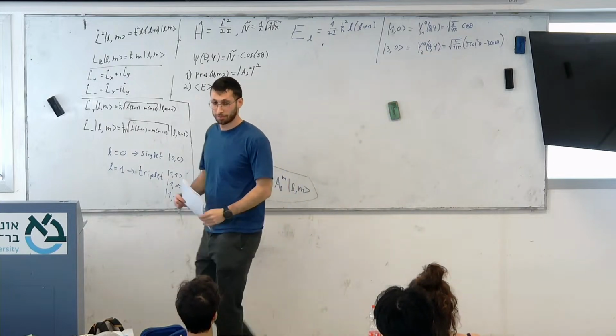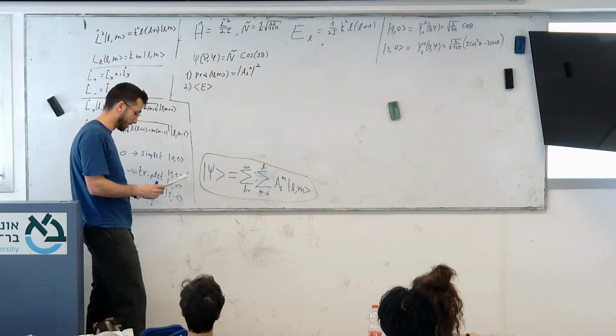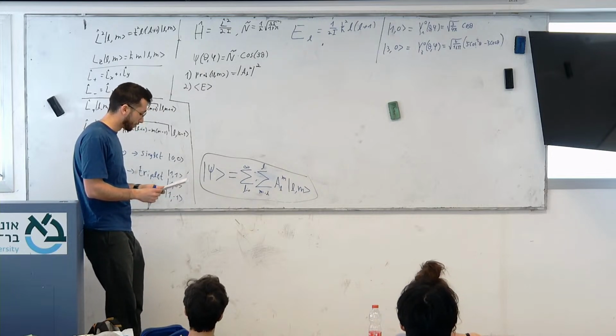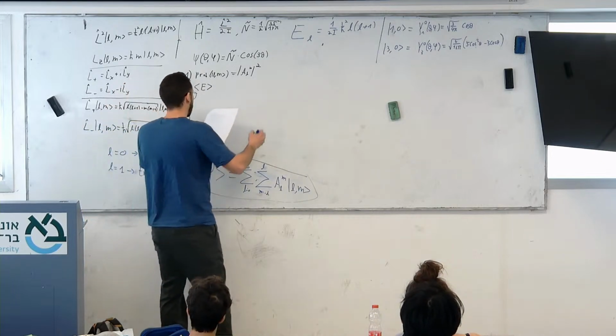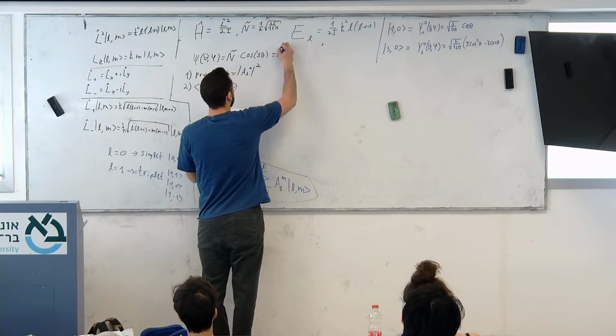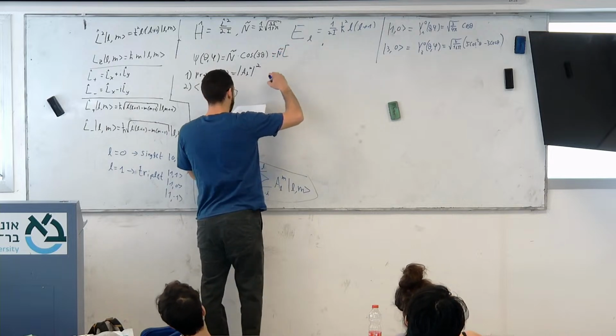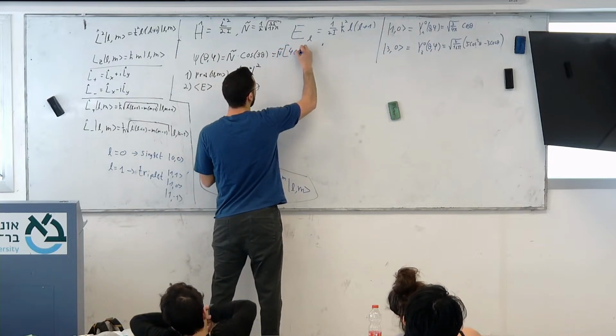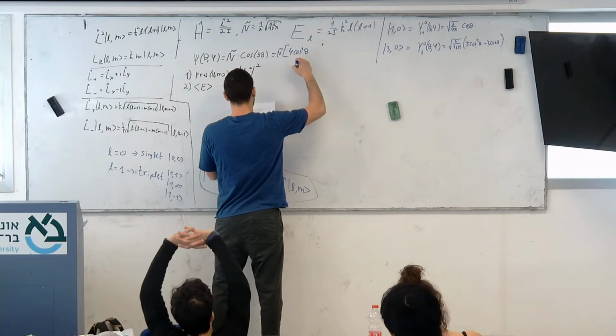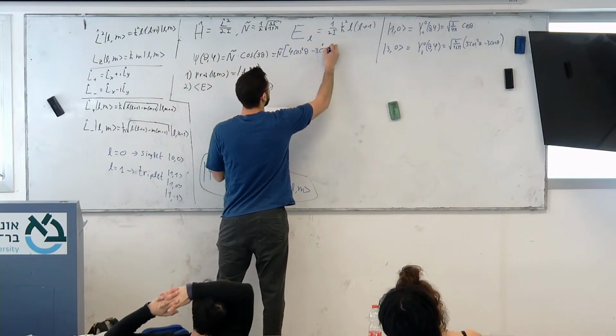I believe. Yeah, we're gonna do it. We are gonna do it together. So we can write this as 4 cosine cubed of theta minus 3 cosine theta.